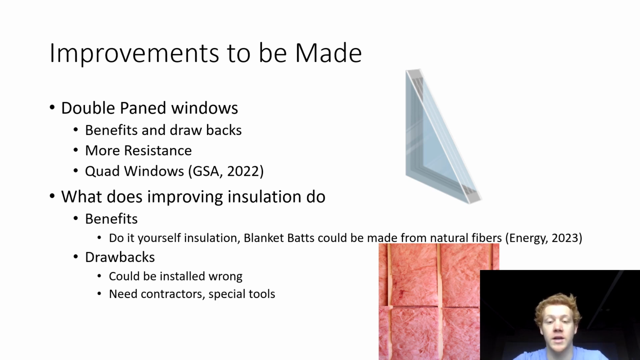So what does improving the insulation do in our case? So improving the insulation helps keep heat in your home and save money. There are many ways you can do this. Some of the benefits of improving your own insulation are do-it-yourself installations. Blanket batts can be made from natural fibers. As I said before, I listed fiberglass, but this is also a very good alternative. Some drawbacks to this could be that you might need special tools, or you might need to hire a contractor, depending on the installation. Spray foam installation would be one of those, and you could also install it wrong.